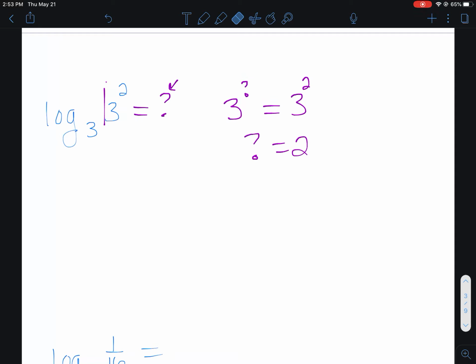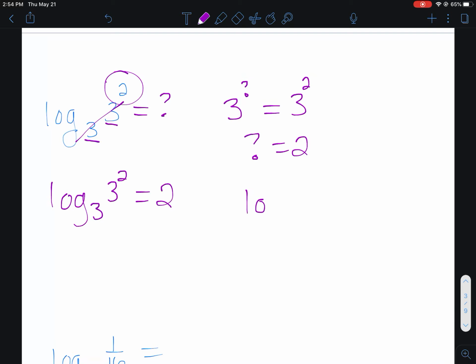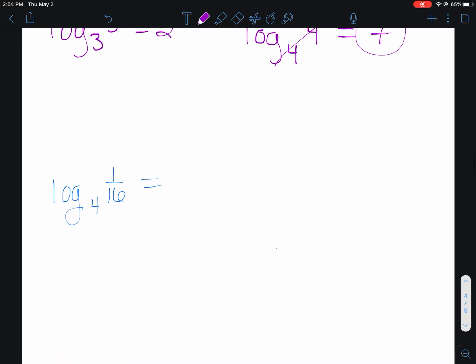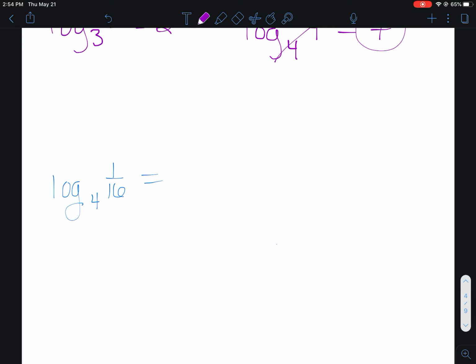So the other piece that we know about exponential and logarithmic equations is that if the base of your log and the base of the exponential are the same thing, they cancel each other out and just leave you with the answer, okay? So log base 3 of 3 squared would be 2, just like log base 4 of 4 to the 7th would be 7, okay?